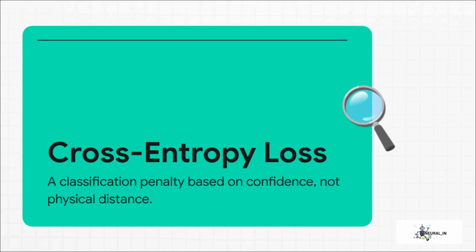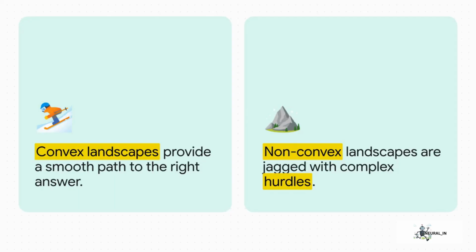If a model is 99% confident an email is not spam when it actually is a phishing scam, cross-entropy loss hits it with a massive penalty for being confidently wrong. Cross-entropy doesn't care about distance at all. It purely penalizes unwarranted arrogance when assigning a label. And because of these mathematical differences, they learn in totally different environments.